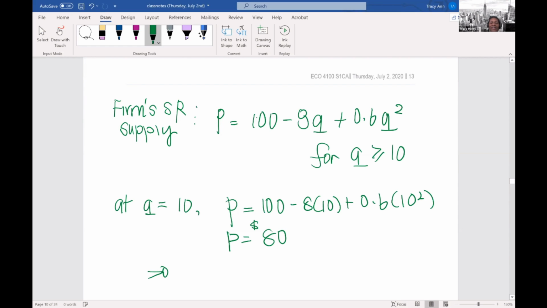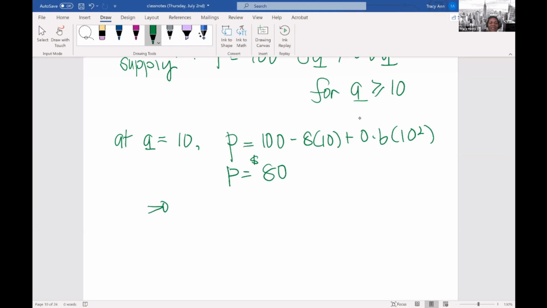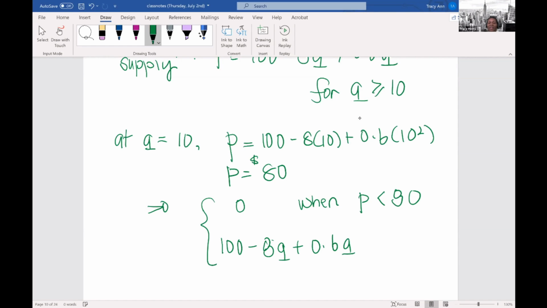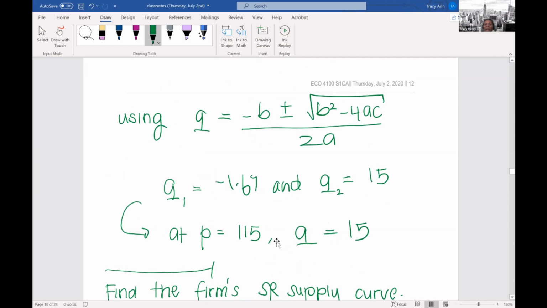So what we're saying here is that the firm will supply, if I want to write it all fancy, a quantity, whatever the price is for the supply curve, that is going to be 0 whenever the price is less than $80. And then it is 100 minus 8Q plus 0.6Q squared for all prices that are greater than or equal to 80. So this is when the firm is going to use the supply curve, the marginal cost, whenever the price is greater than or equal to 80. So if we had found this initially, then when we calculate here with our price being equal to 115, we would know that the firm will supply a positive quantity because price is equal to 115.